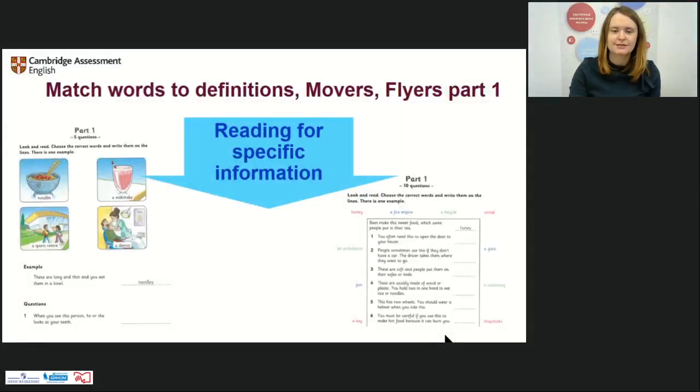Okay. So for movers and flyers, part 1, the task is a little bit more complicated. So again, it's going to be reading for specific information and matching the word to its meaning. As you can see, on your left, you have a task for movers, again with some visuals. They still have visuals and words. And on your right, you can see a task for flyers, where no more visuals are given. You just have to read, understand, and match it to the description. Okay.